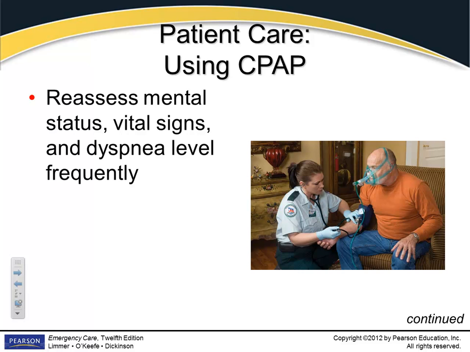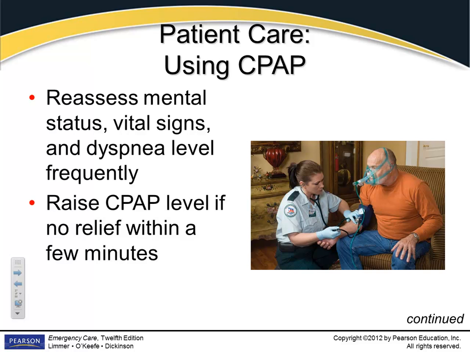After you put it on, leave it on for a few minutes, start reassessing them. Is their mental status getting better? Are their vital signs improving? How about their difficulty breathing? On a scale of 1 to 10, how are you doing? Auscultate their lungs. If it's starting to move that fluid out, hopefully you're going to notice a clearing of the lungs.